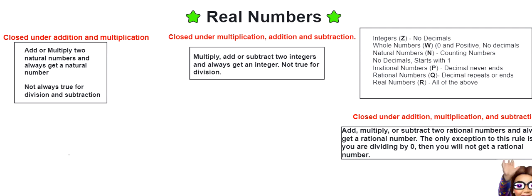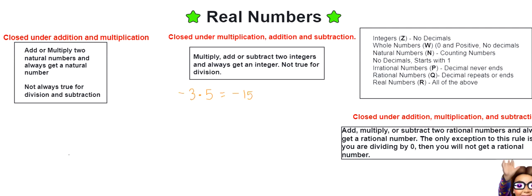So if we multiply two integers, we're going to get an integer. If we add two integers, we're going to get an integer. If we subtract two integers, we're going to get an integer for an answer. That's what that means. So let's test it. Multiplication. -3 times 5. -3 is an integer. 5 is an integer. If we multiply them, we get -15, which is an integer. Remember, your integers are any number that's not a decimal.